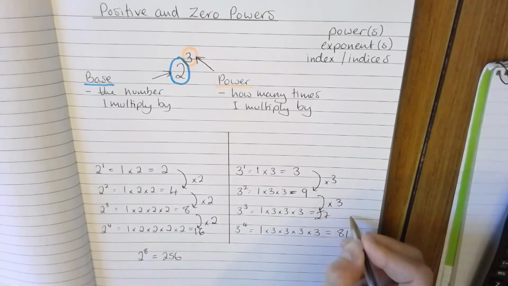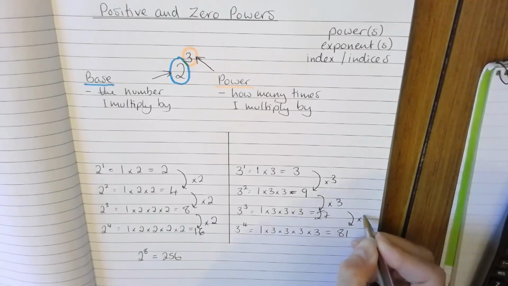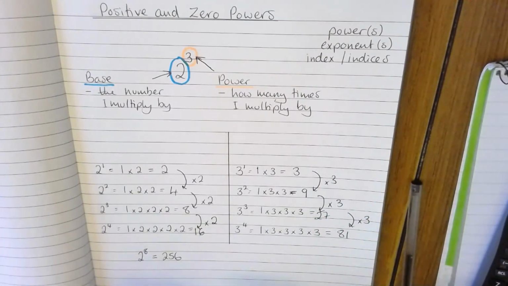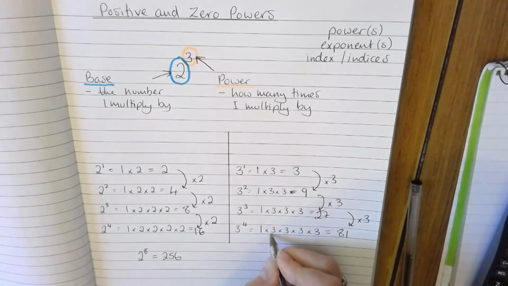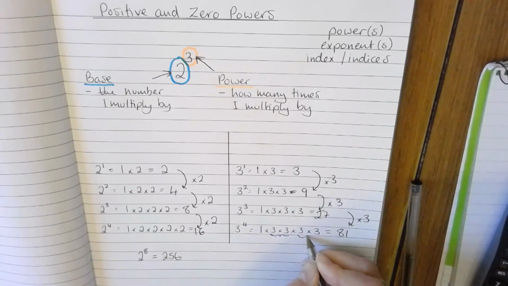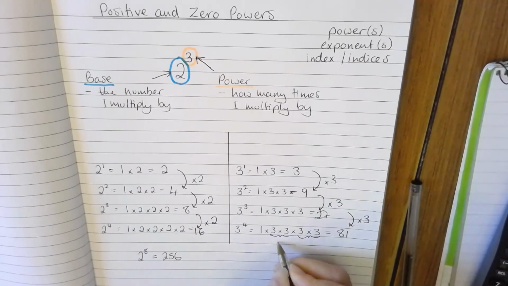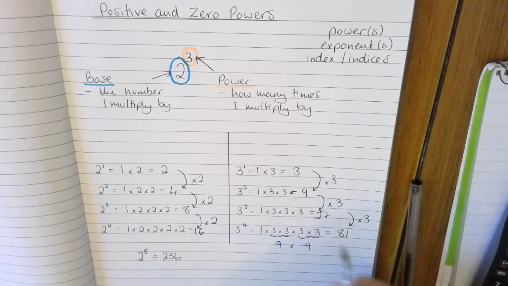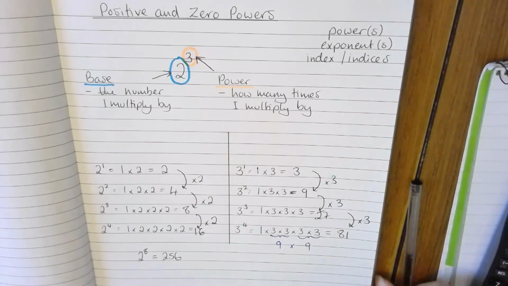Now there's a trick with 3 to the power of 4, because you might recognize that number from your multiplication grid, but 3 times 3 is 9, so 3 to the power of 4 is 3 squared times 3 squared, which is 9 times 9, 81.